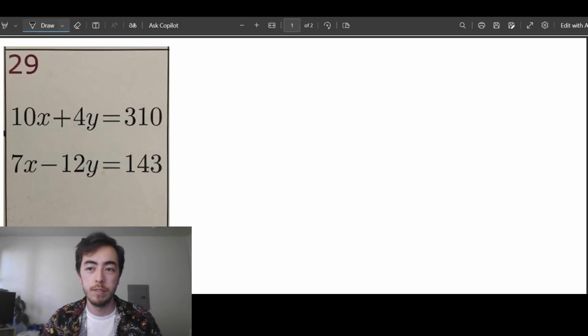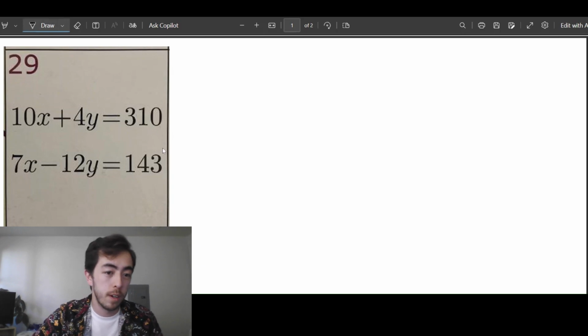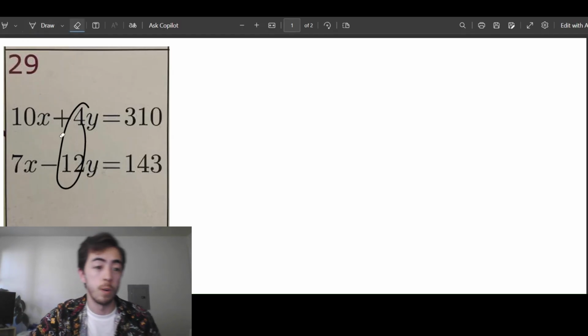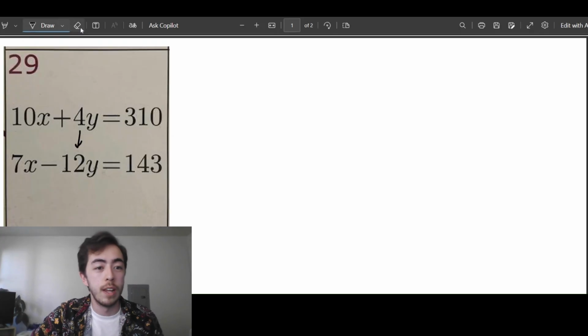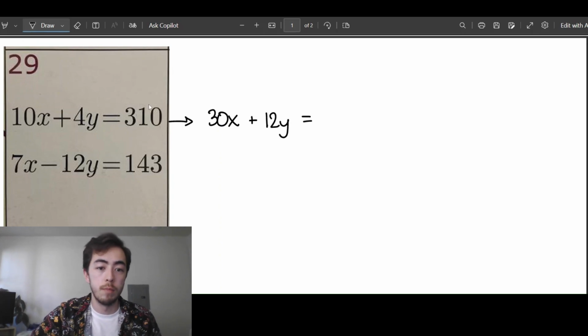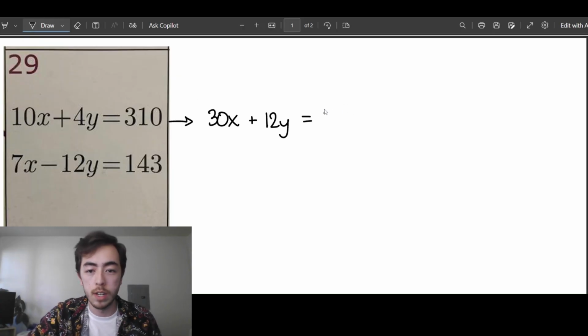There's 3 main ways to solve systems of linear equations, and the first is called elimination. That's where you try to multiply maybe one or both of your equations by some constants so that you line up the coefficients, so these numbers, of either your x value or your y value. I notice that 4 and 12 are pretty similar to each other, and I'm going to multiply the top equation by 3. So the 10x turns into a 30x, the 4y turns into a 12y, and my number on the end turns into a 930.